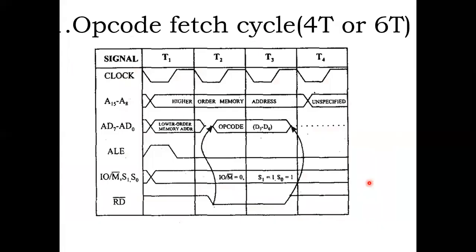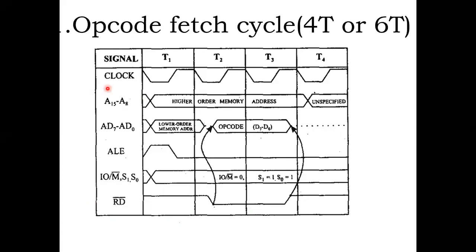So this is the example of the opcode fetch cycle. That is 4 T states: T state 1, 2, 3, 4. Each clock pulse goes low and high, low and high. So this is the general format to describe the timing cycle, that is the timing diagram.